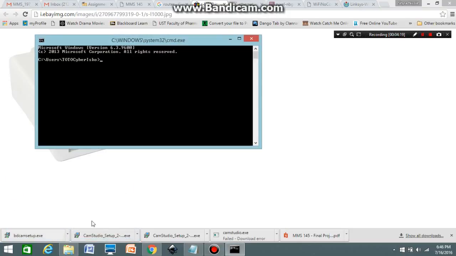Now we see this black window. We type ipconfig.